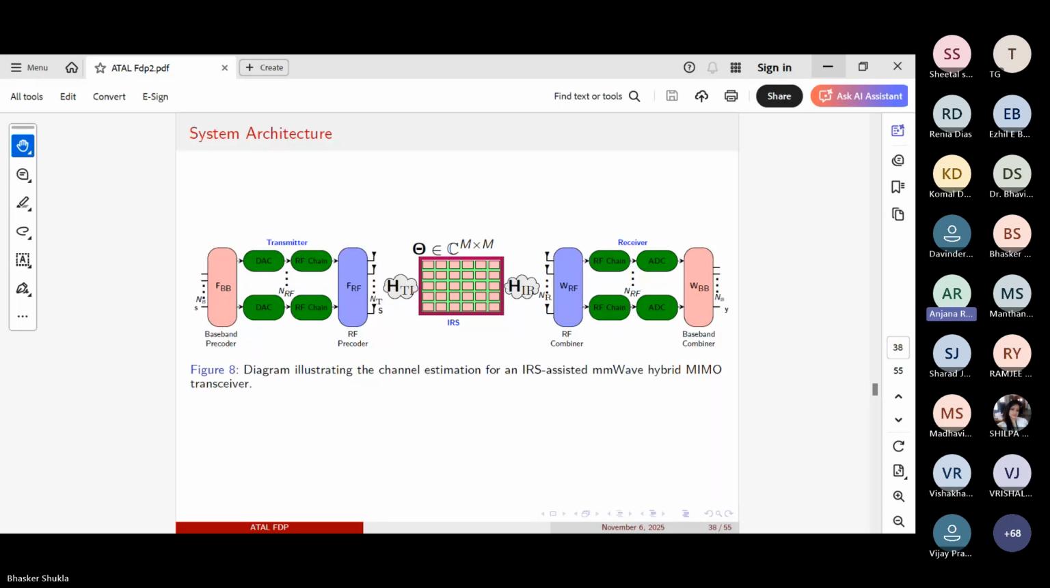Okay, thank you, sir, for explaining. So the next question is, what is the single most restrictive hardware-imposed constraint on the analog RF precoder that significantly complicates the signal processing design, and how does this constraint force the use of advanced optimization algorithms? One second. Do I need to repeat, sir?